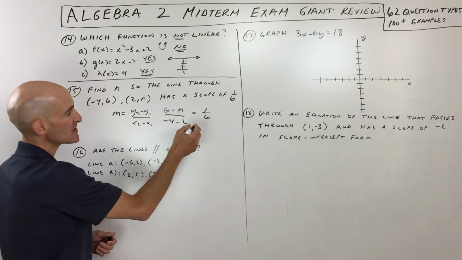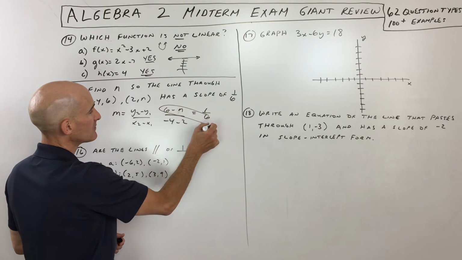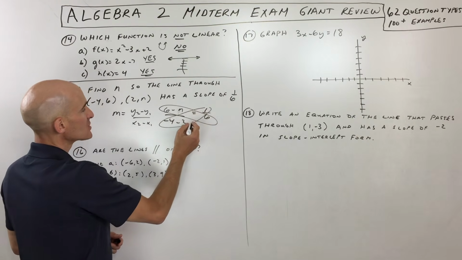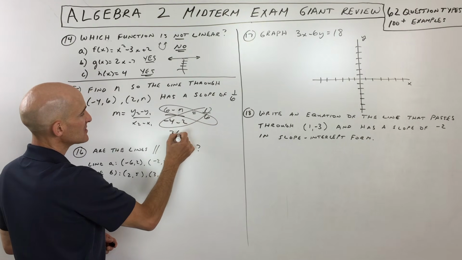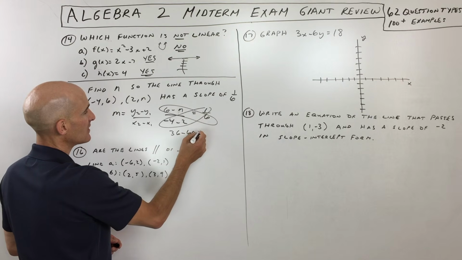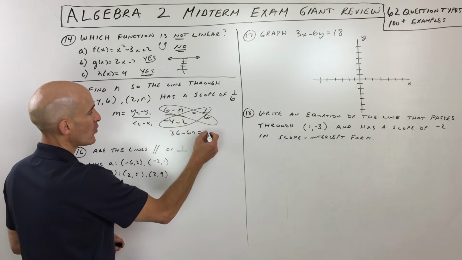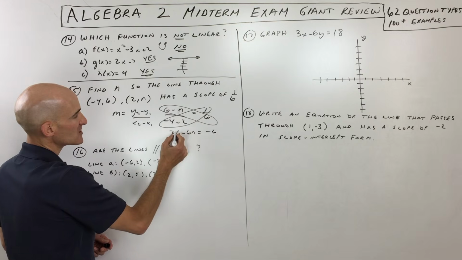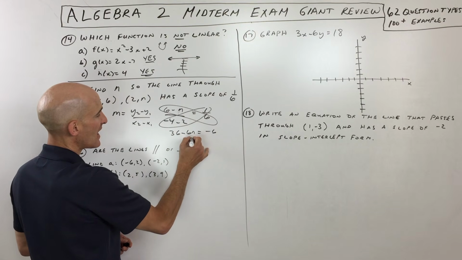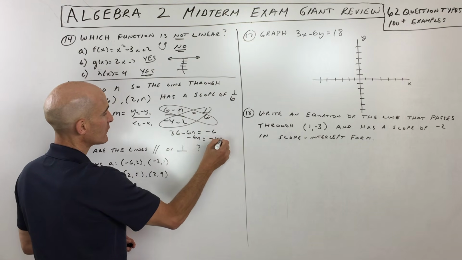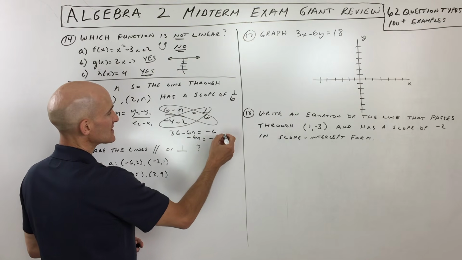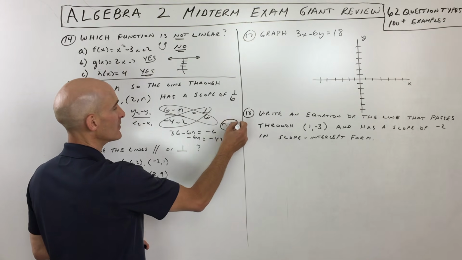Now what I'm going to do here is cross multiply on the diagonal. So if we do that, we get 36 minus 6n equals, now this is negative 6 times 1 is negative 6. And then if we subtract 36 from both sides, we get negative 6n equals negative 42. Divide by negative 6, and you can see that n is equal to 7.